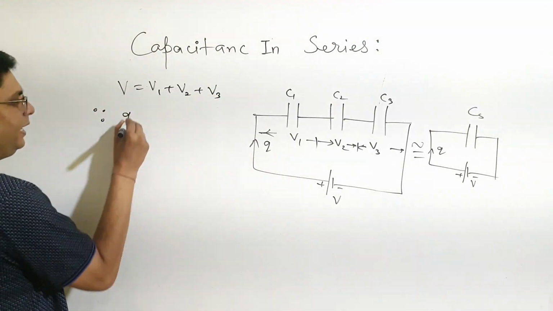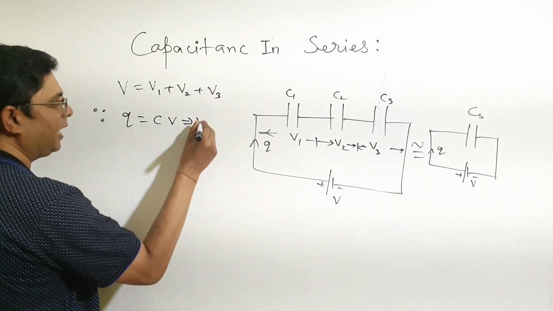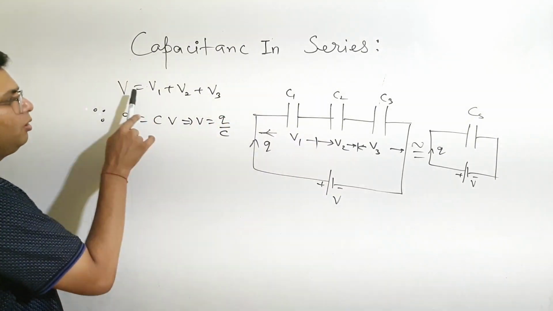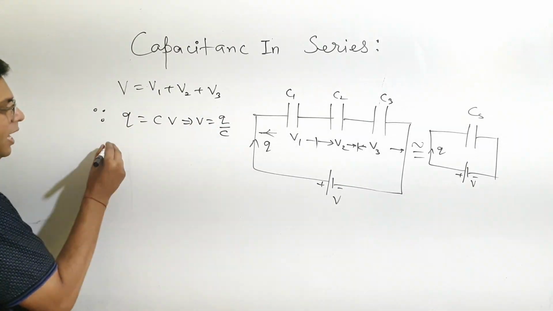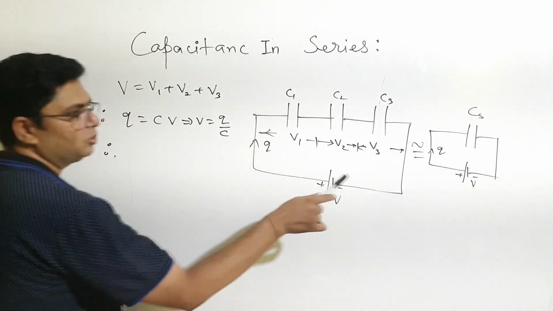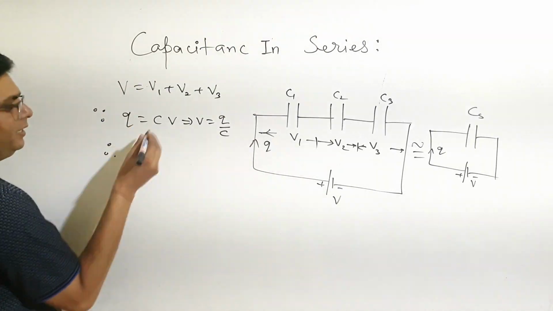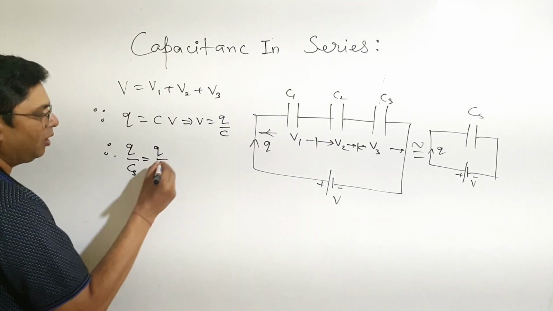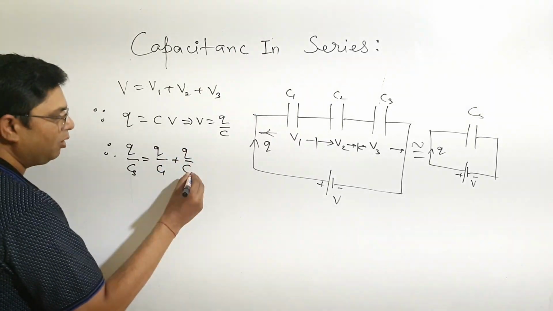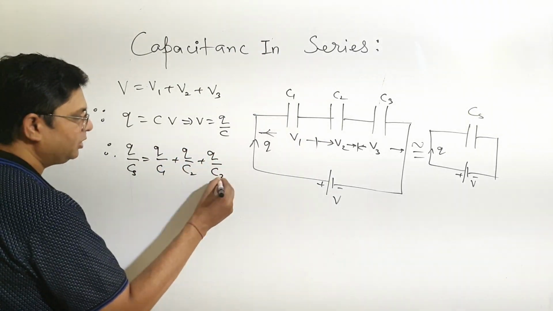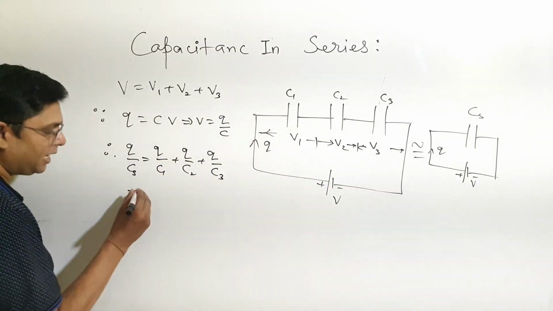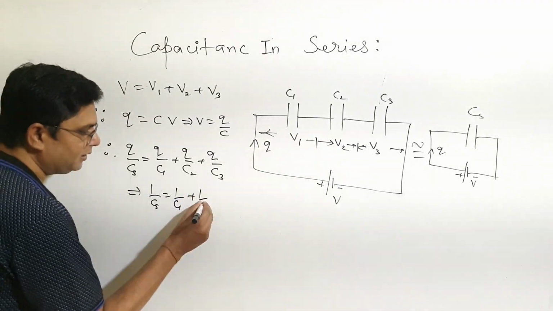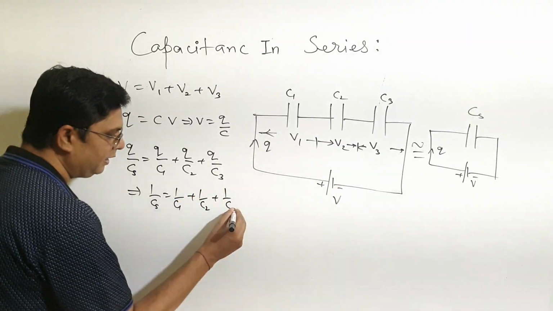You already know that Q equals CV. This means that V equals Q upon C. Use this in the equation. At the place of V, we use the equivalent circuit, so we write Q upon CS. And here we write Q upon C1, Q upon C2, Q upon C3. Q will be cancelled out on both sides. So we have 1 by CS equals 1 by C1 plus 1 by C2 plus 1 by C3.